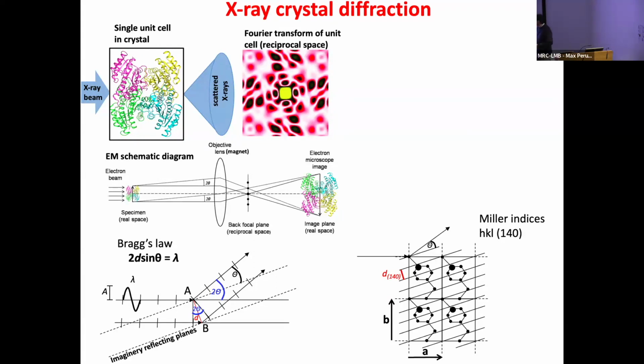But now you can imagine you have many of these types of planes. They will diffract in any direction, okay? But only this family of planes diffracting in this direction will give you a constructive signal, only the one dividing the cells.